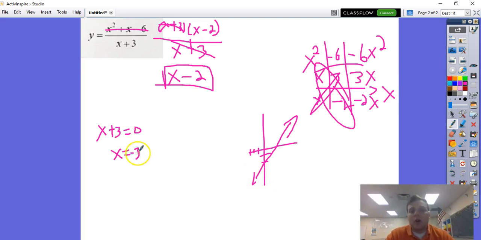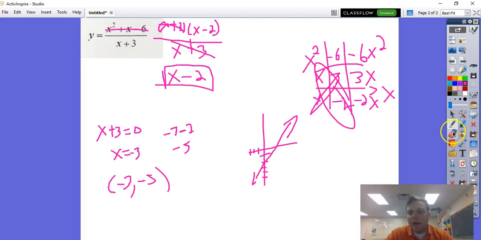But where's my y value going to be? Well, here's how you get your y value. You take your x value and plug it into your new equation. So negative 3 minus 2, which is negative 5. Okay? So the removable discontinuity is located at negative 3, negative 5. So that means 3, 4, 5, right here in this graph, guys, you don't actually touch that part.